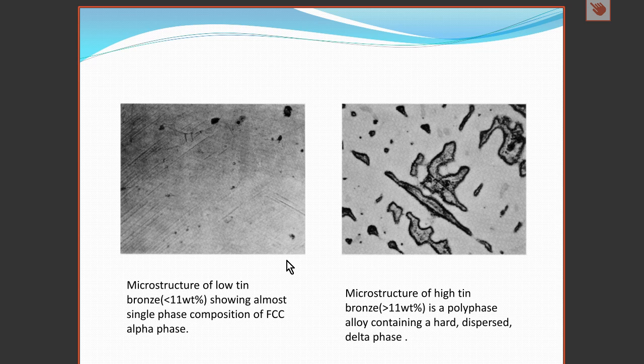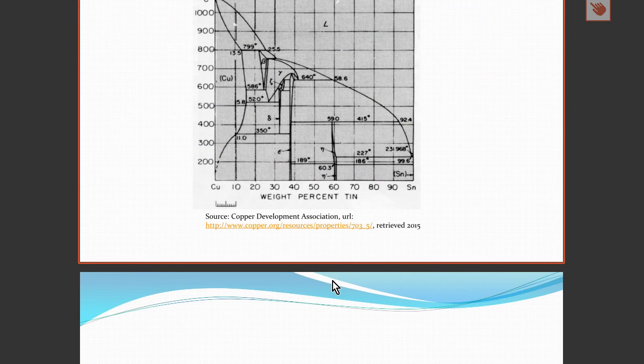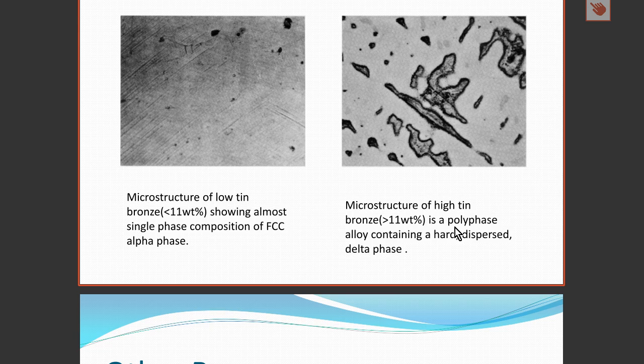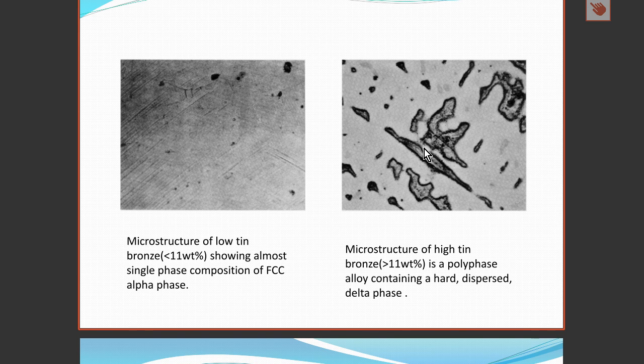So we can see that in low tin bronze, it's single phase in the alpha phase. And if we go beyond the solubility point, beyond right here, 11%, then we end up with a polyphase material where we get a hard dispersed delta phase. So the material containing delta phase will be harder and will be stronger and have better wear resistance.